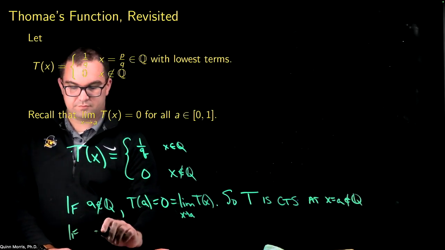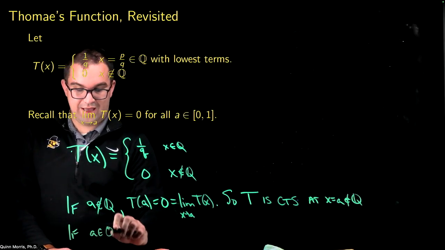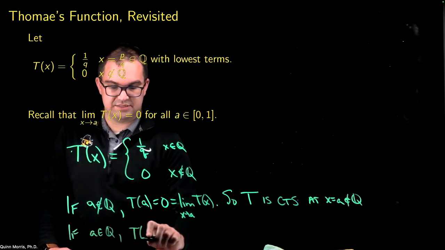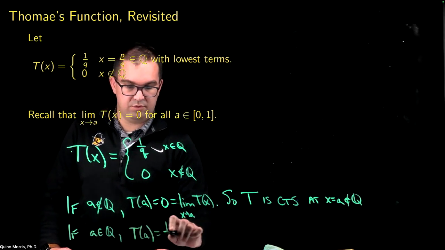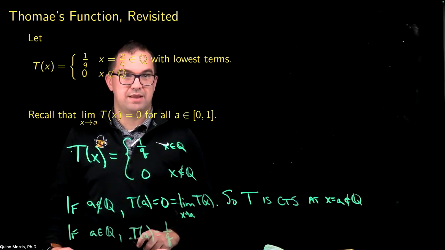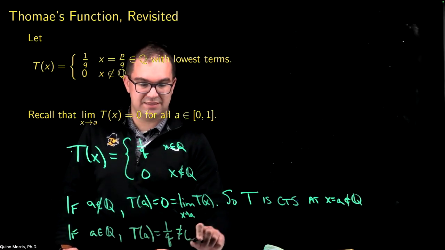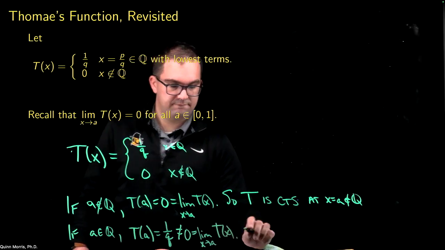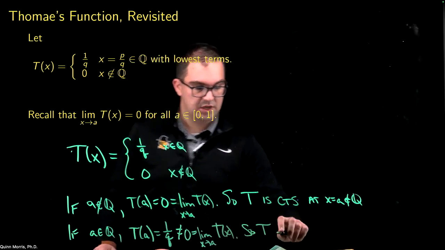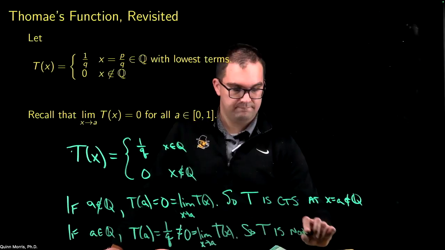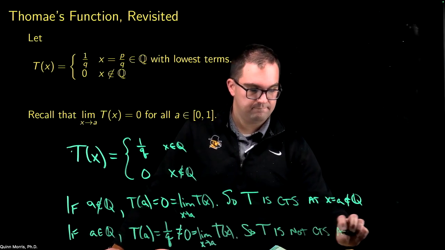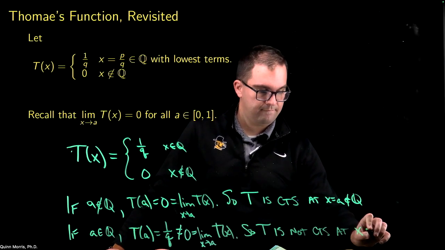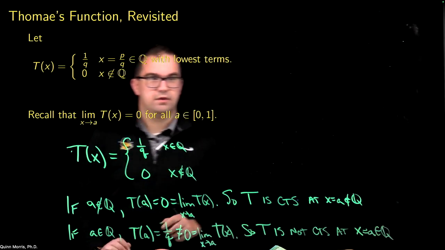However, if a is rational, we have a problem because t of a will be 1 over q for some natural number q, and whatever that is, that's not 0, which is the limit as x approaches a of t of x. So t is not continuous at x equal to a rational value.